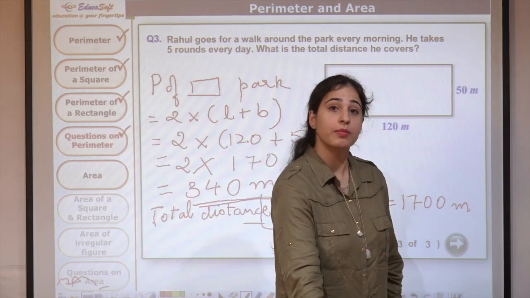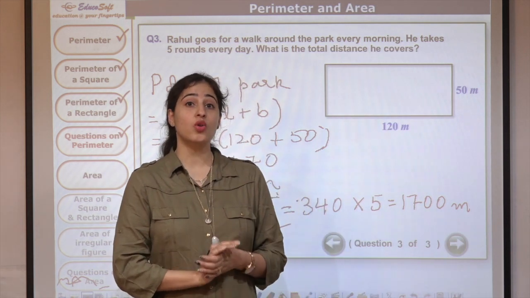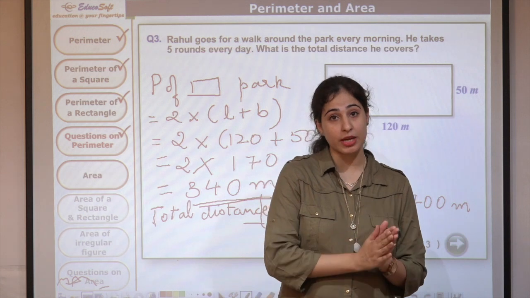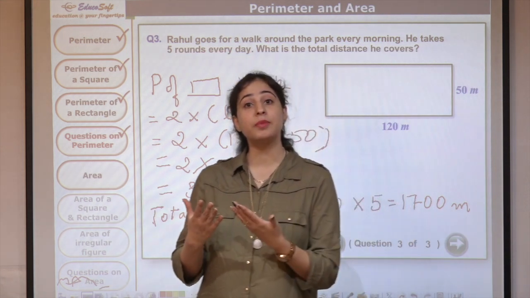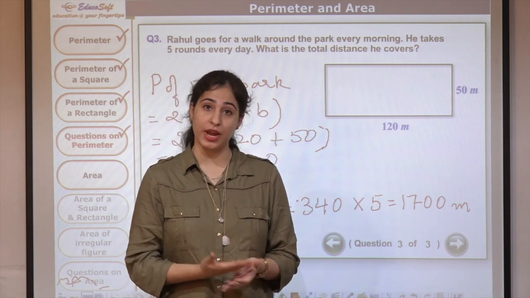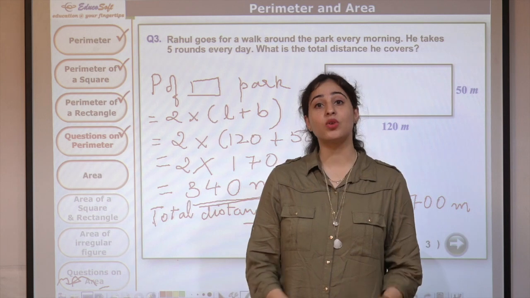With this, we come to the end of our video session. We now know what is the perimeter of a square, which is 4 times its side, and the perimeter of a rectangle, which is 2 times (length plus breadth). In the next video, we will be learning about area.